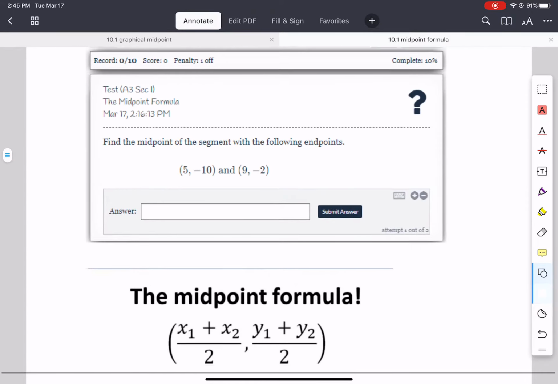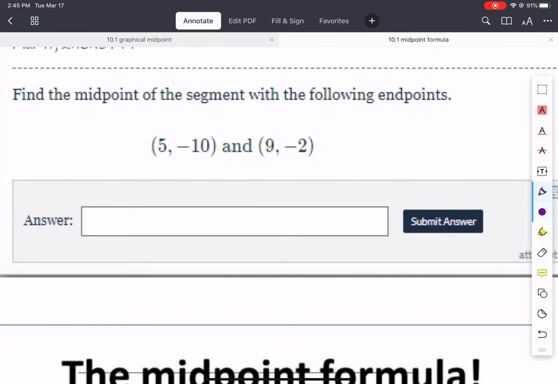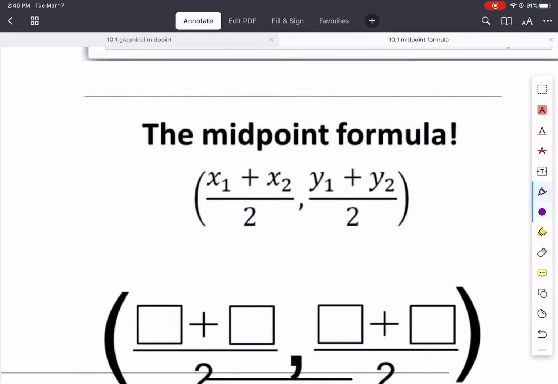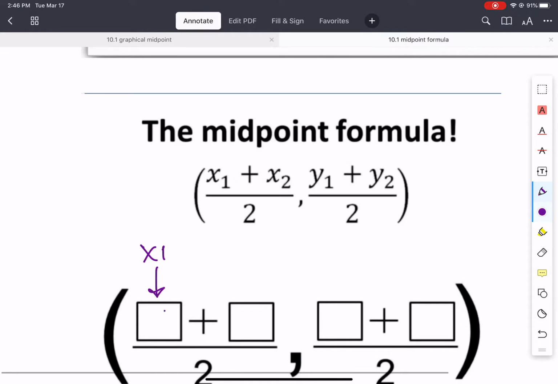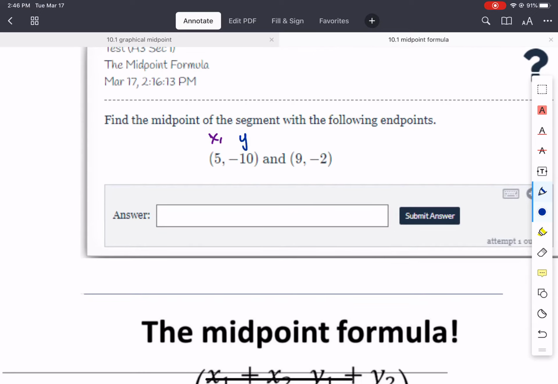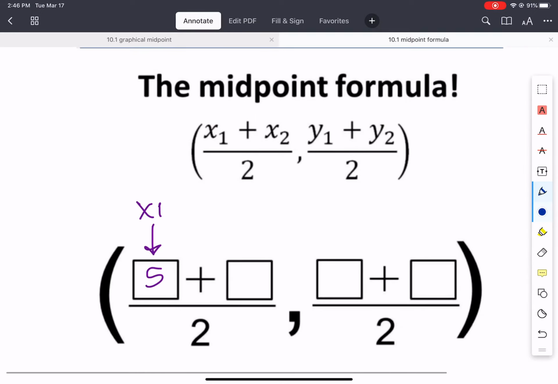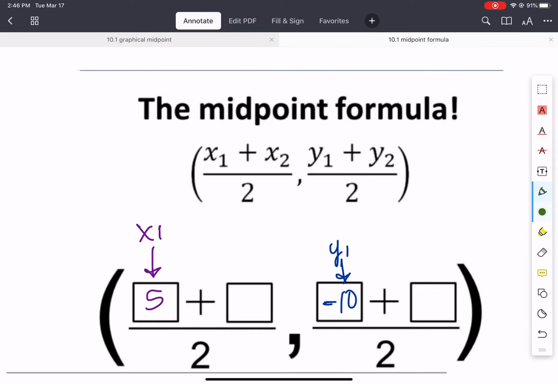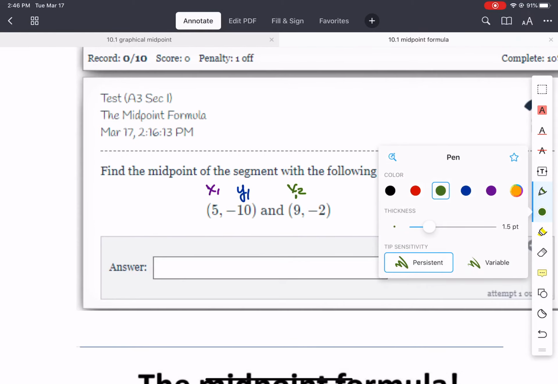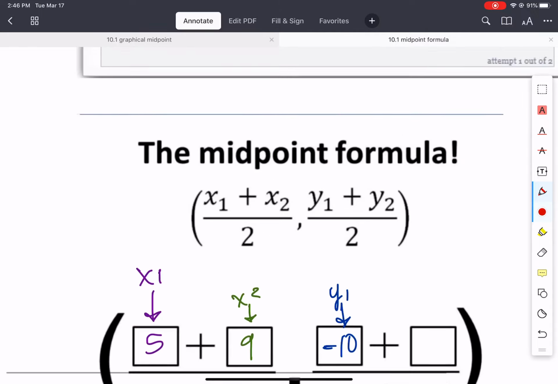So your question will look like something like this. I've got my x1 is 5. So x1, which is there, so there's my 5. My y1 is negative 10. So a negative 10 goes there, and make sure you watch out for those negative signs. x2 is 9. Last but not least, my y2 is negative 2.